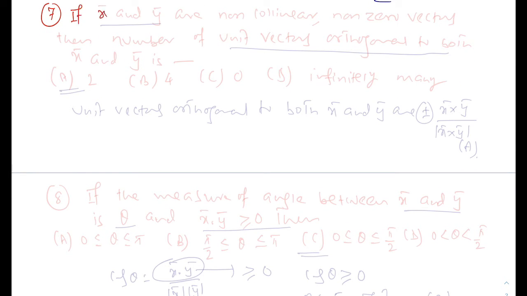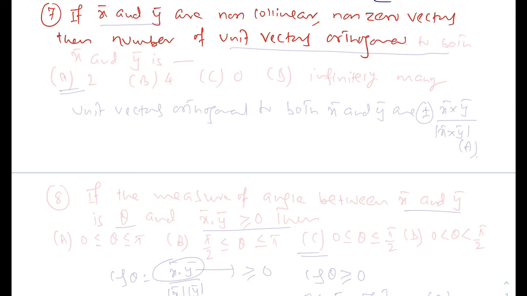If x bar and y bar are non-collinear, non-zero vectors, then the number of unit vectors orthogonal to both x bar and y bar is blank. So options are 2, 4, 0, infinitely many.